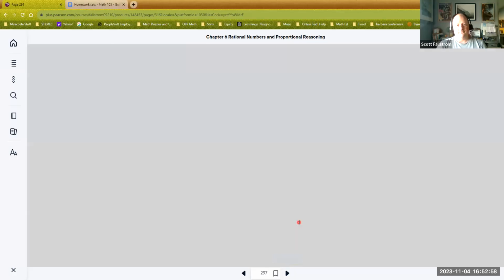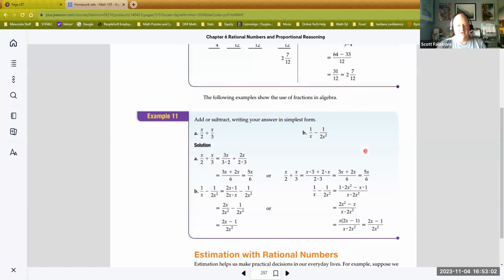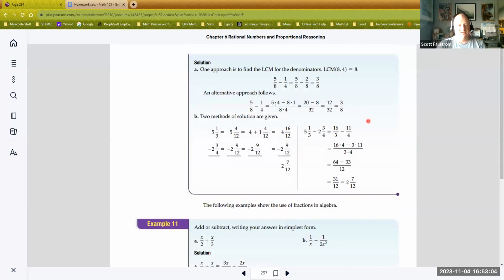Right. Let's see here. Yep, find common denominators. You'll notice here they do show how to do it with regrouping. That's the one I just showed. But they also show a way where you turn it back into improper fractions. And again, that to me, your numbers are going to get bigger.